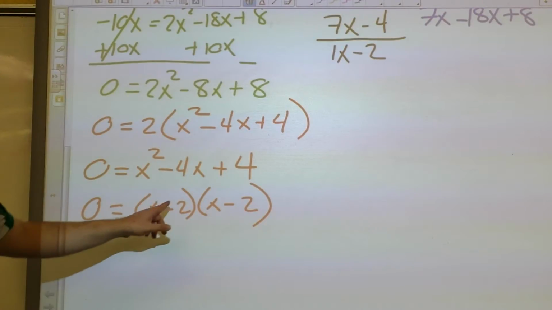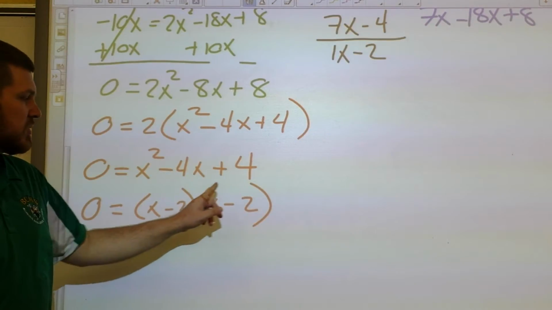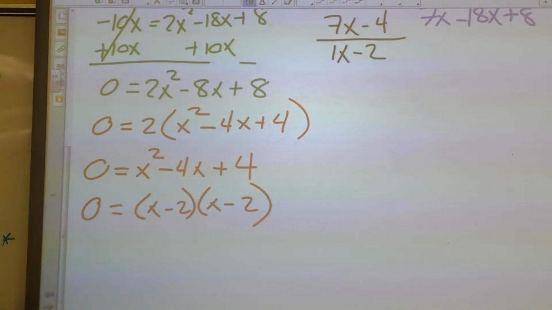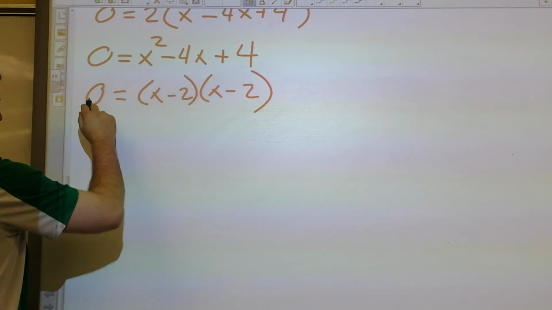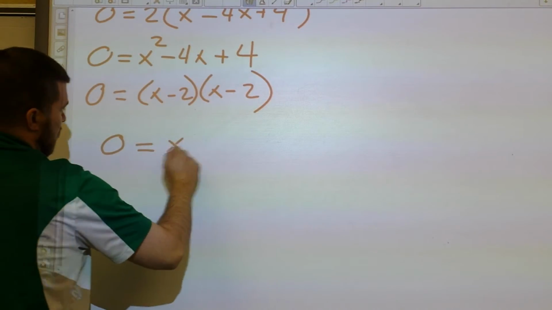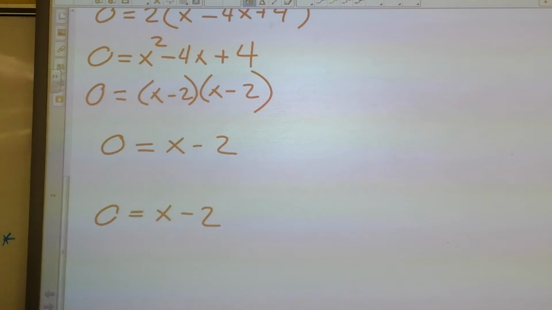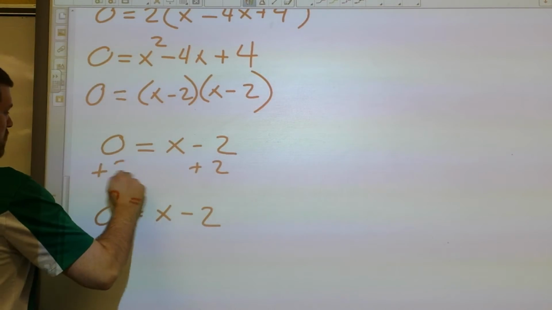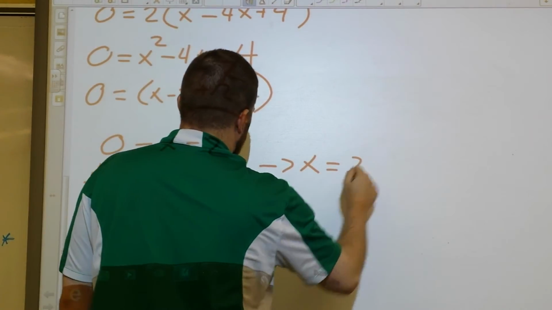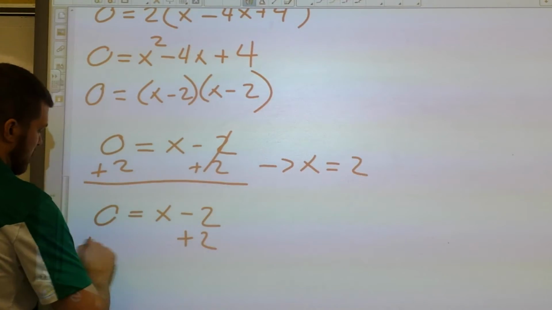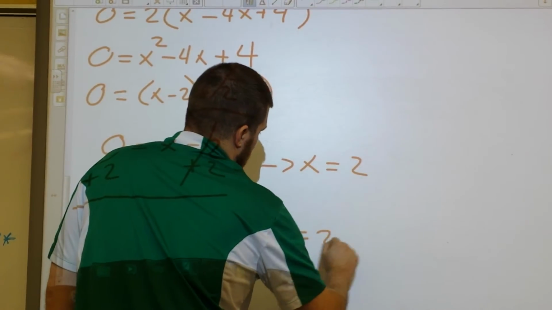I want to do my double check. Negative 2 and negative 2 multiplied together is positive 4. Adding negative 2 plus negative 2 is negative 4. So those two do work as far as factoring goes. Now what I want to do is use the zero product property. Since it's all set equal to 0, I'm going to split this up into 2 smaller equations, 0 equals x minus 2 and 0 equals x minus 2. Add 2 to both sides. So x equals positive 2, and same thing here, plus 2, plus 2. So I have x equals positive 2.